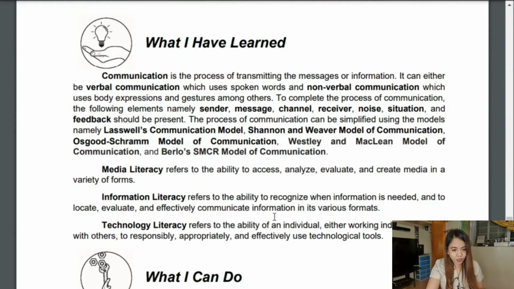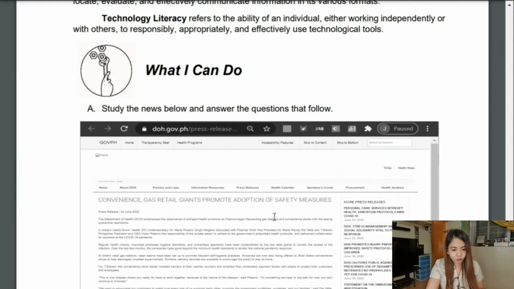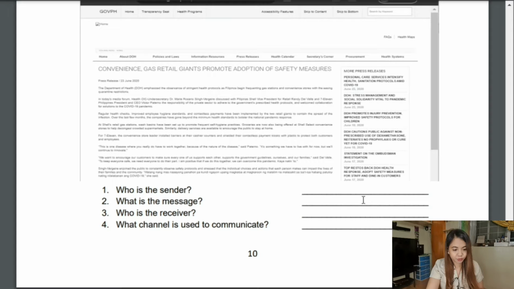So this is another exercise which will test what you have learned. So here, you're going to answer the following questions. Okay, briefly lang.